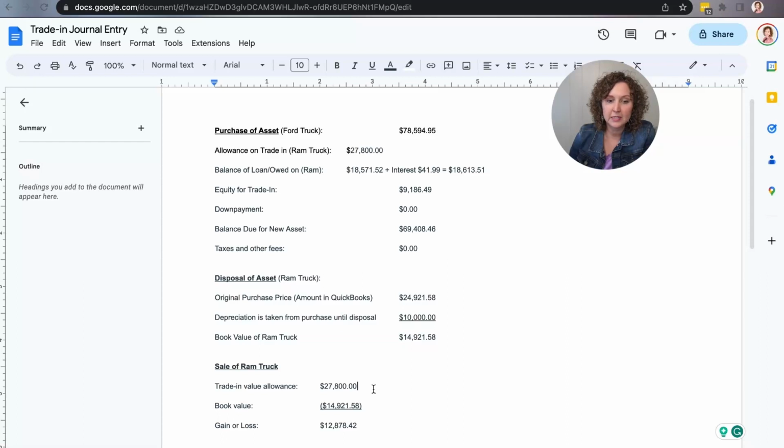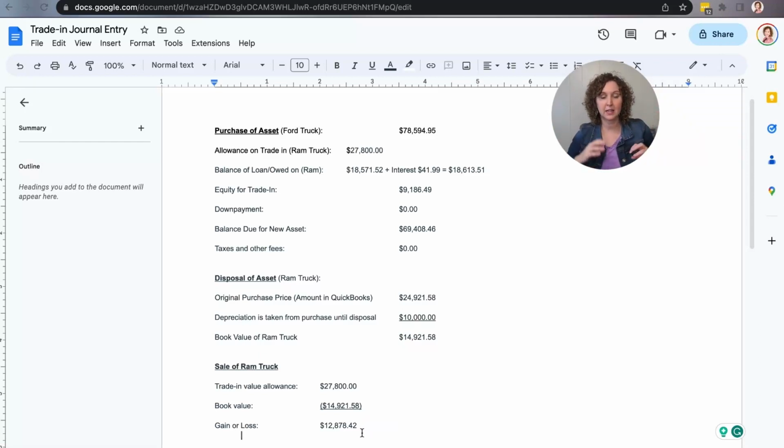Then what you're going to do is, this is what QuickBooks says, okay? Now we're going to take the trade-in that they gave us and we have to do the math difference, all right? So even though we had in QuickBooks that the value of the Ram was $24,921.58, the value they gave us on the trade-in was $27,800, which was more in this example. Then we have the book value, which we got from right here. We subtract that off and it tells us, did we get more money? Did we have a gain on it or did we have a loss? So this is something that you want to know.